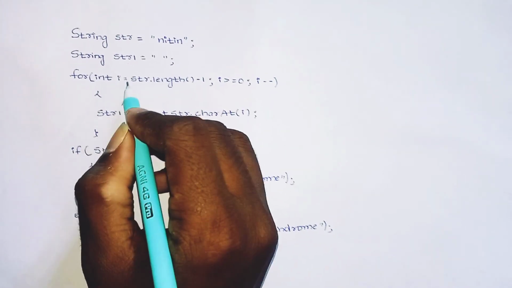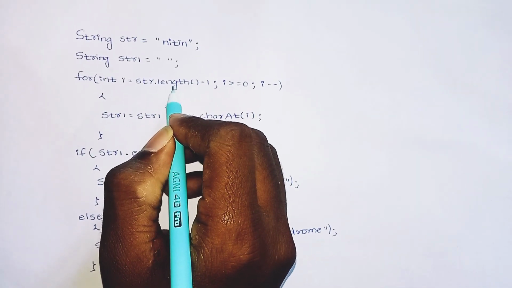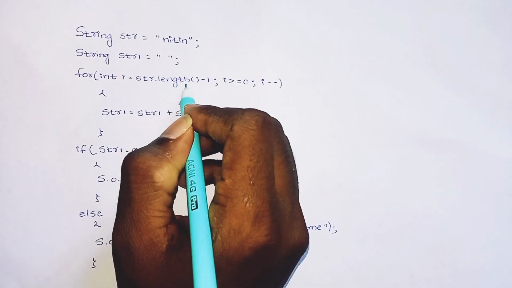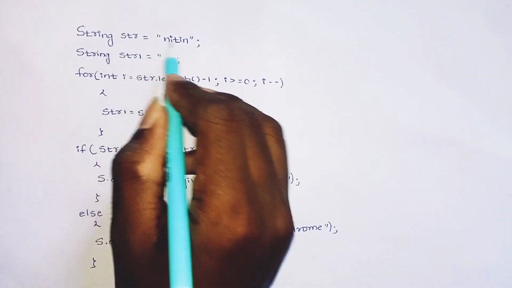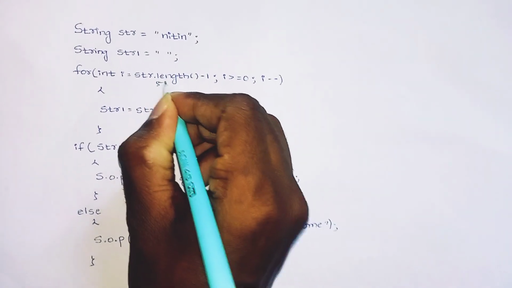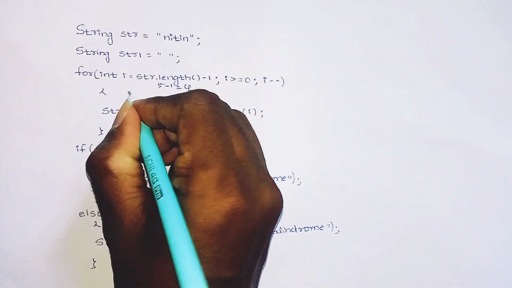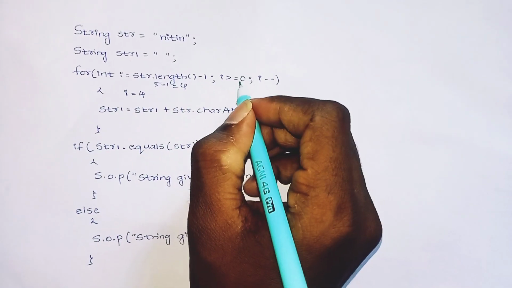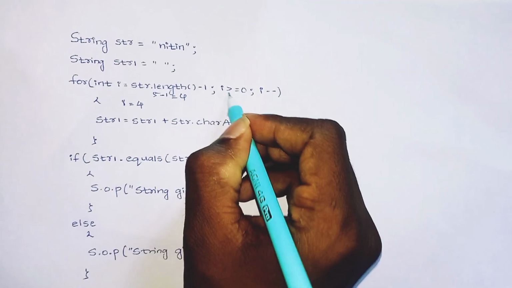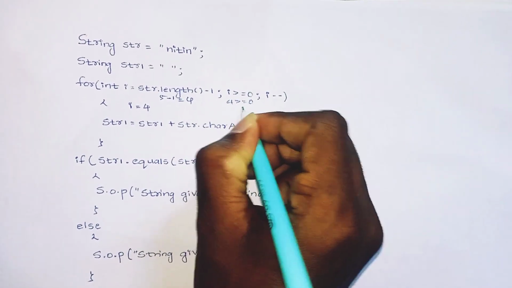int i equals str.length() minus 1. Length is a predefined method of the String class. Here str.length() means str is having the string, and the string has 5 characters, right? So 5 minus 1 equals 4. So i initially is equal to 4. Now we need to check the condition i greater than or equal to 0, that is 4 greater than or equal to 0, the condition is true.